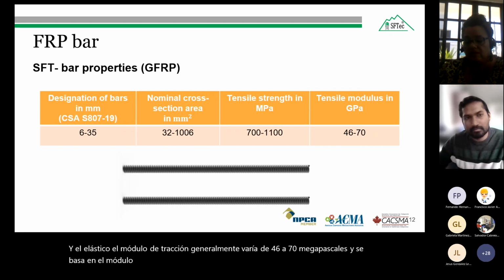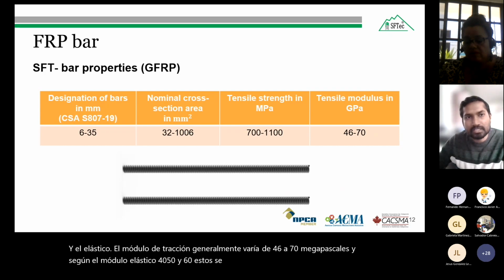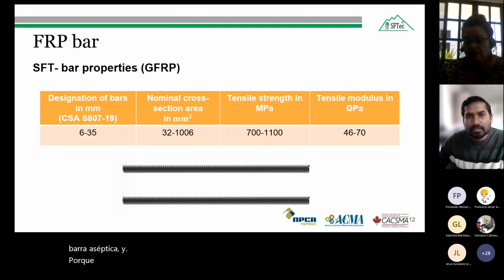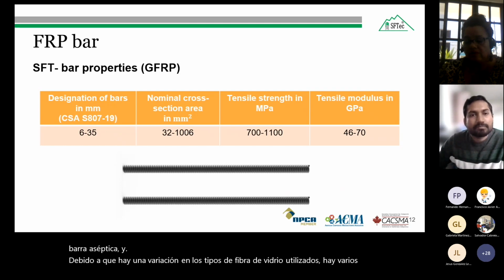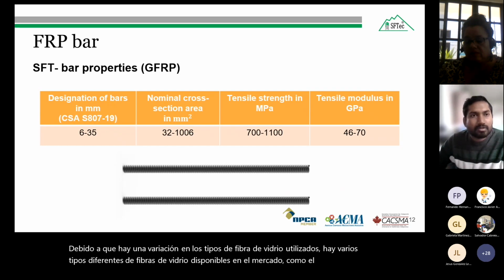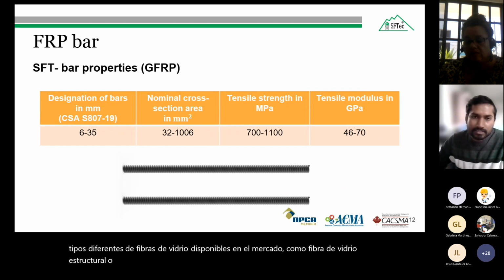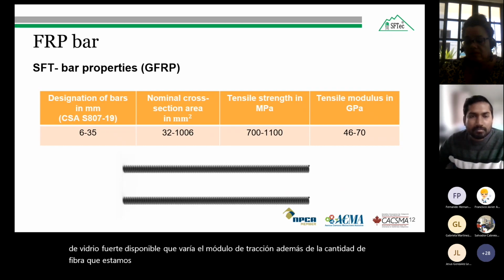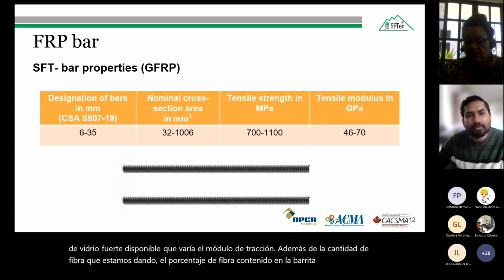And because there is a variation in the types of glass fiber used, very different types of glass fibers are available in the market, like structural glass fiber, electrical glass fiber, chemical glass fiber, or there is also a strong glass fiber available, which varies the tensile modulus. In addition to that, the percentage of fiber content in the bar will also influence the tensile modulus of the GFRP bars.